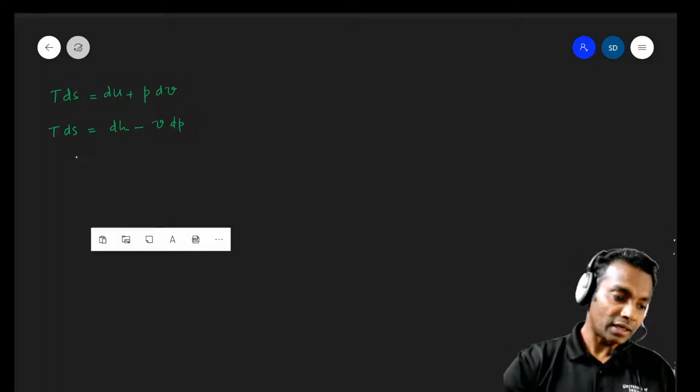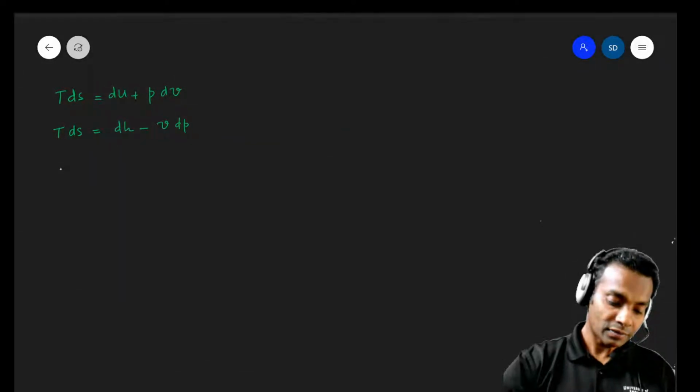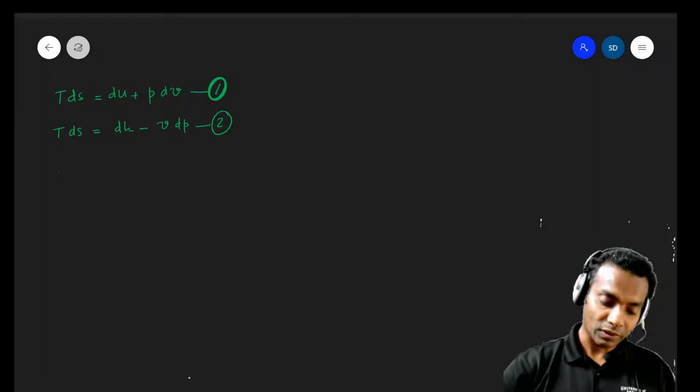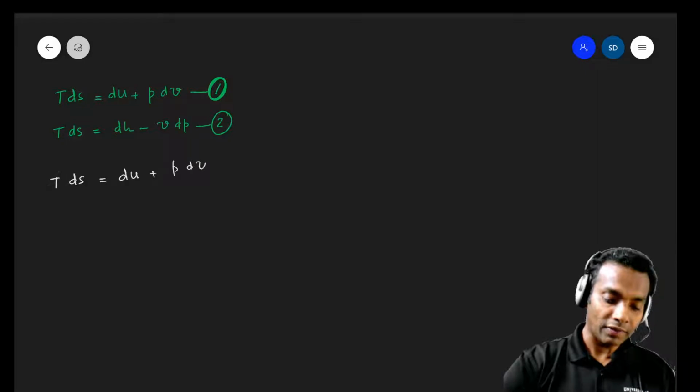So let's take one of these relations. Let's take the first one: TDS equals du plus p dv. And I'm going to divide this equation entirely by T. We can get ds equal to du over T plus p dv over T.